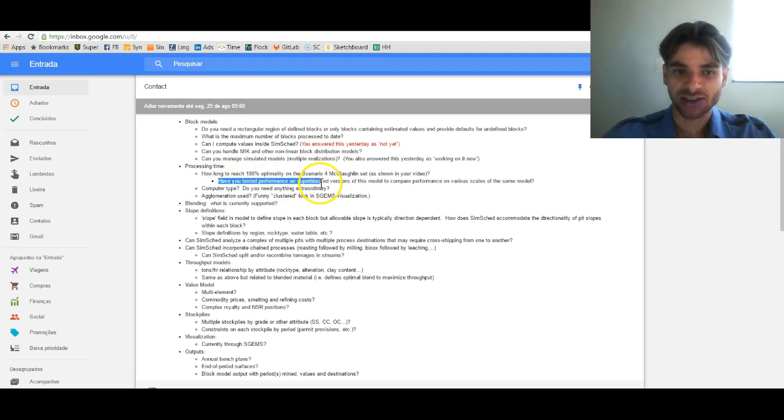Have you tested the performance of a superblocked model to compare at various scales? Not with this model, but we have this model with 240 million blocks. We have this big one, we have the same one with 30 million blocks, and the same one with around 10 or 5, I don't remember, million blocks.